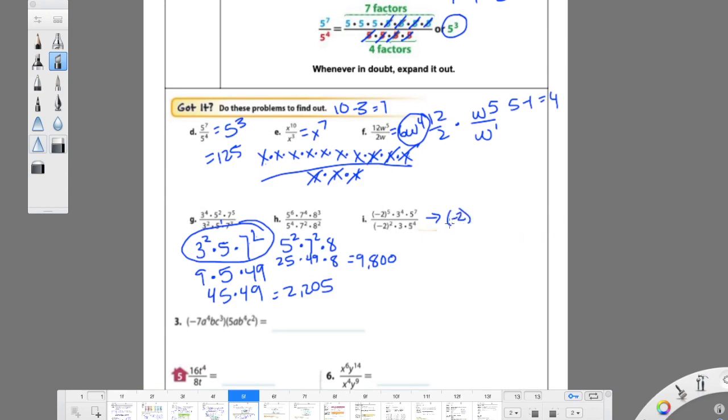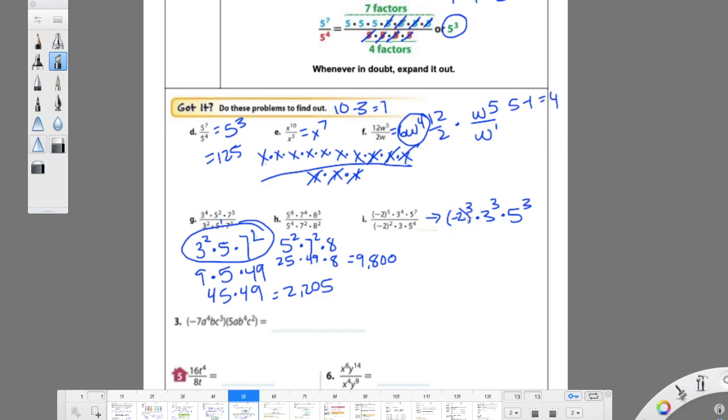We have 5 minus 2, so we get 3. Times 3 and 3. So 4 minus 1 is 3. And then 5 and 5, so our base is 5. 7 minus 4 is 3. So they all end up with an exponent of 3.